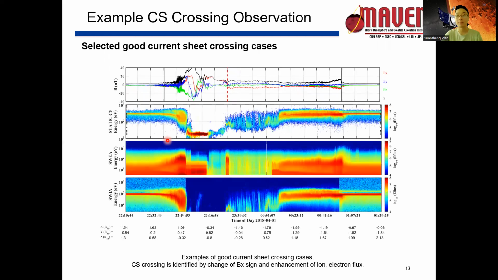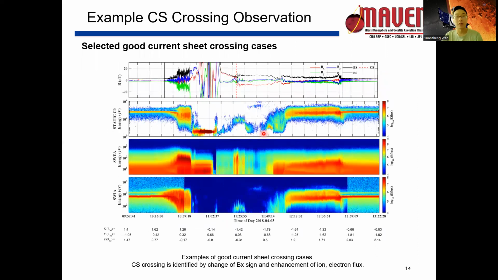Then we selected current sheet crossing cases based on MAVEN data. The current sheet crossing is mostly identified by the reversal of the BX component in the magnetic field data and the enhancement of the electron fluxes and ion fluxes. So it's a very beautiful current sheet crossing in the magnetotail. And here's another current sheet crossing case.